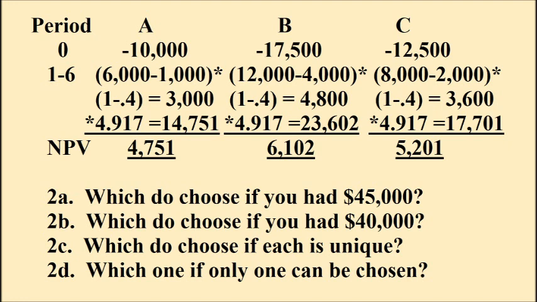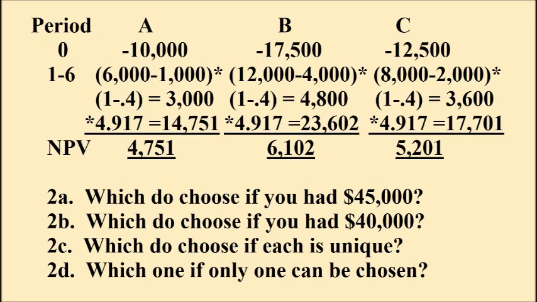Well, here are the 3 all laid out. You know the process: present value, cash flows, etc. Net present value for A costs 10, produces 4. B costs 17, produces 6. C costs 12, produces 5. Let's see, which would you choose if you had $45,000, or what if you had $40,000? Or maybe you had to choose each one uniquely, separately.